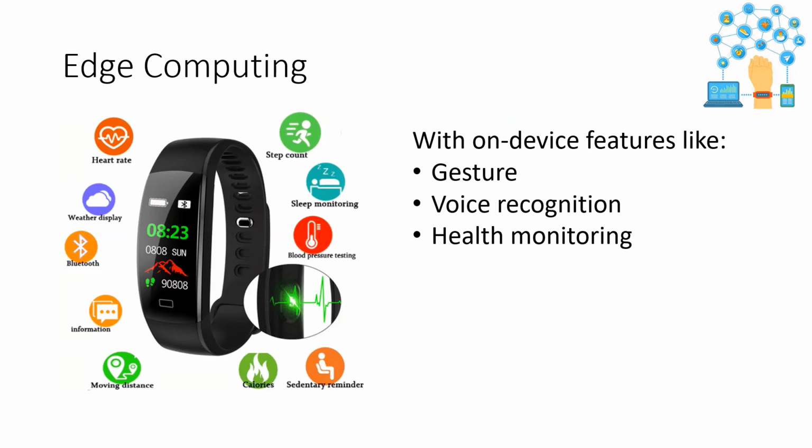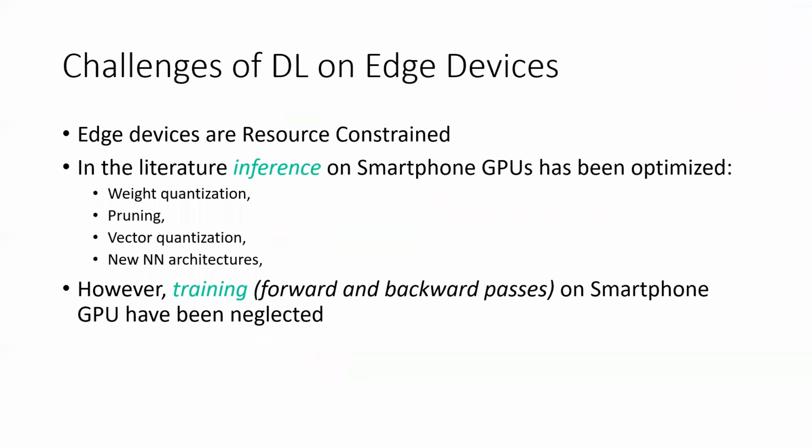Smartphones and these devices come with heterogeneous accelerators, such as a GPU. Accelerators support SIMD operations, which is working on multiple data points with one instruction. And we essentially want to leverage them for training.